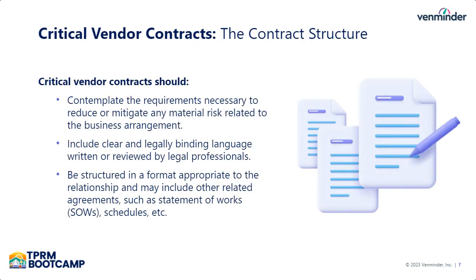Now let's take a quick review of the contract structure. First, your organization really must be very diligent in drafting, negotiating, and executing any critical vendor contract. As I mentioned earlier, your contract language should include provisions that will reduce or mitigate any material risks that you hopefully uncovered during that due diligence phase, specifically related to the business arrangement that you have with that third party. Your contract language should be clear and written, or at a minimum reviewed, by legal professionals who have the relevant domain expertise.